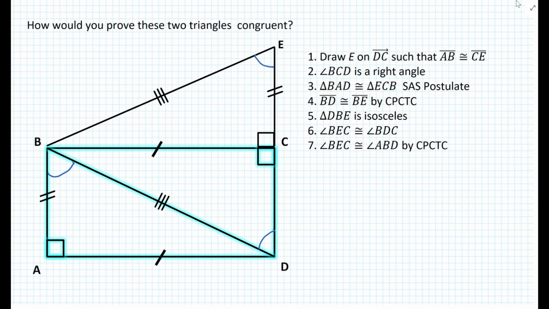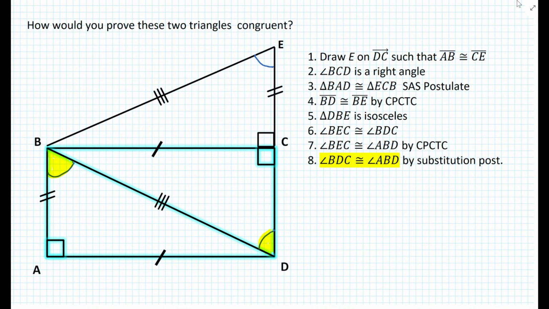Now, if we look at our 6th and 7th step, what do we notice here? Well, we notice that angle BDC and angle ABD are both congruent to angle BEC. Therefore, we can conclude by either the transitive or substitution postulate that angle BDC is congruent to angle ABD. So let's highlight that in the diagram. Here, now we see that angle BDC is congruent to angle ABD.